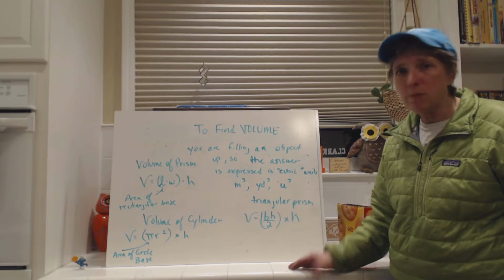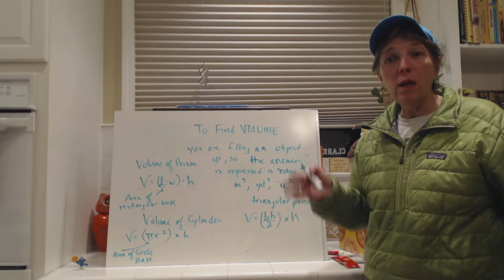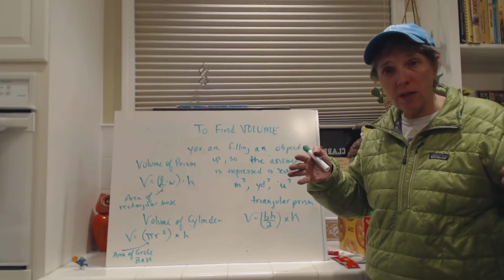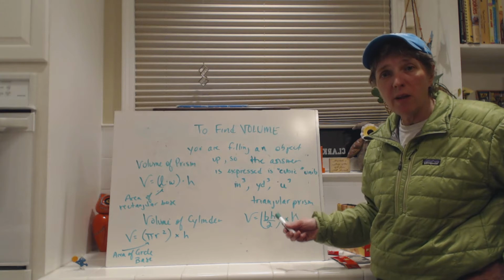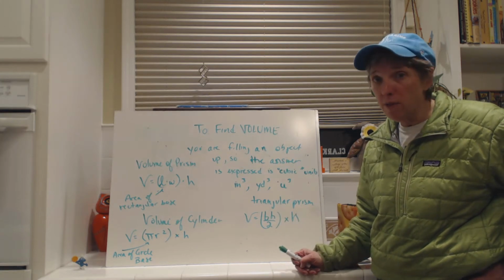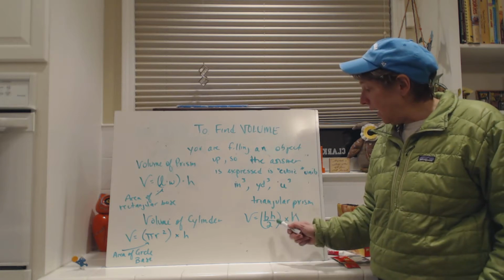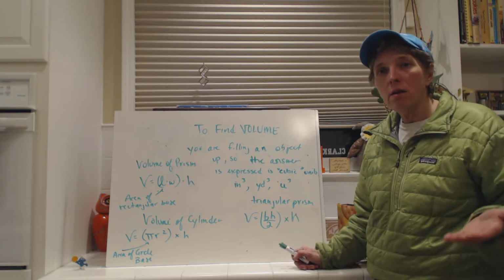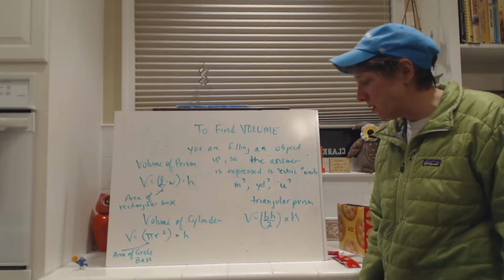For a triangular prism, the base will be a triangle. Remember, it's on opposite ends, but you have to divide it by 2. Base times height divided by 2. You find the area of the triangular base. That's the area of the base. And you multiply it by the height of the prism, and you'll get the volume for a triangular base.